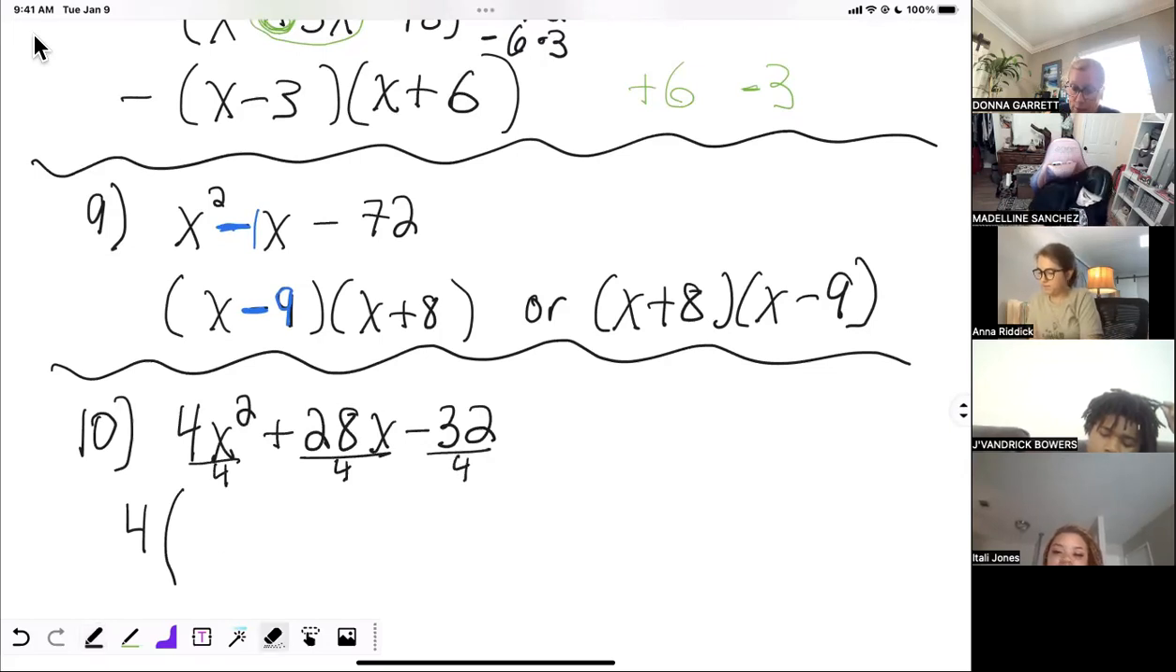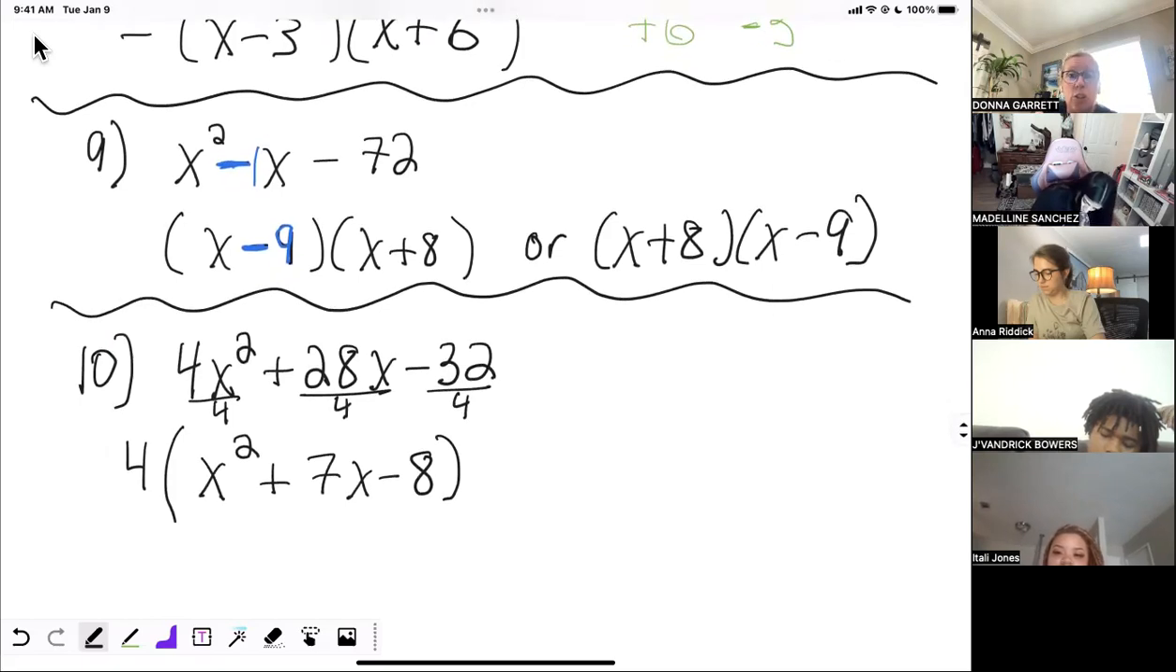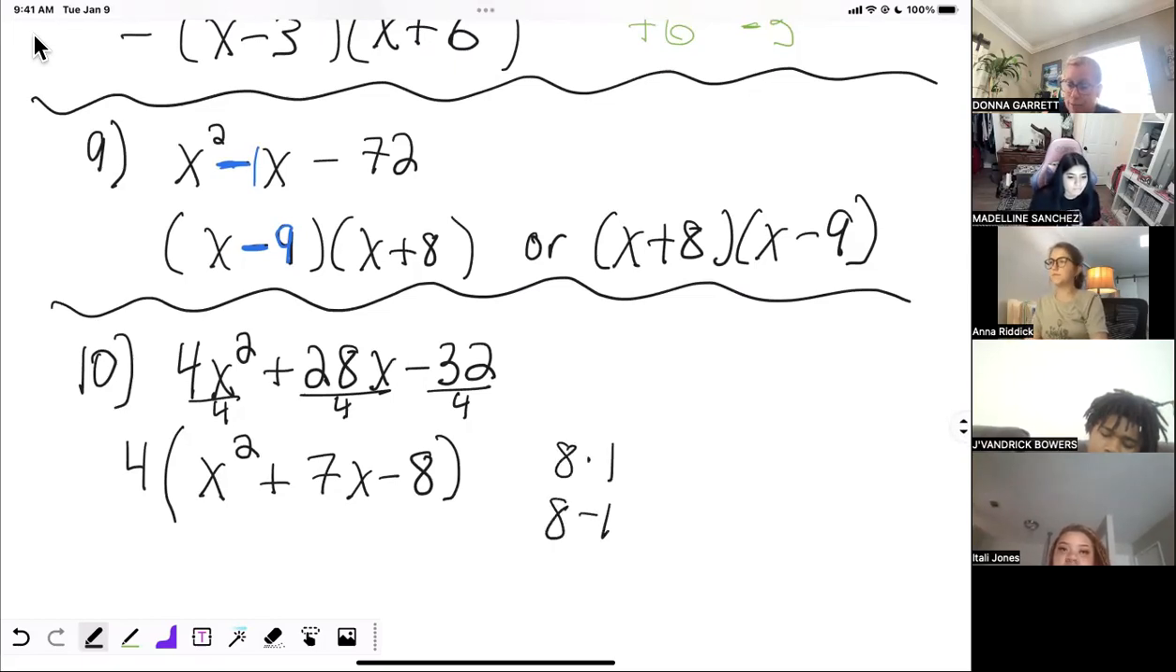So I'm left with x squared plus 28 divided by 4, 7x, negative 32 divided by 4, well, that's 8. And I'm going to show you what I see. See this 8? Isn't it 8 times 1? But if I subtract 8 and 1, isn't that 7? See how I sort of see it? I don't think 4 and 2. I see 8. 8 is really close to 7.